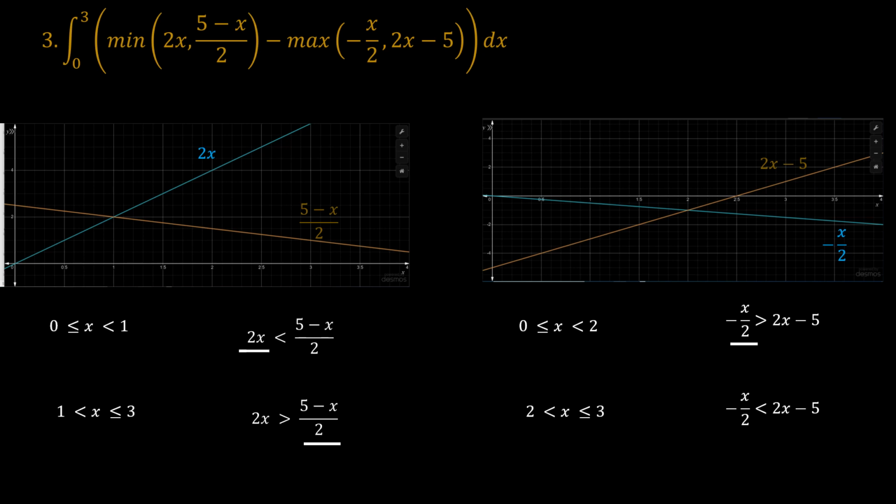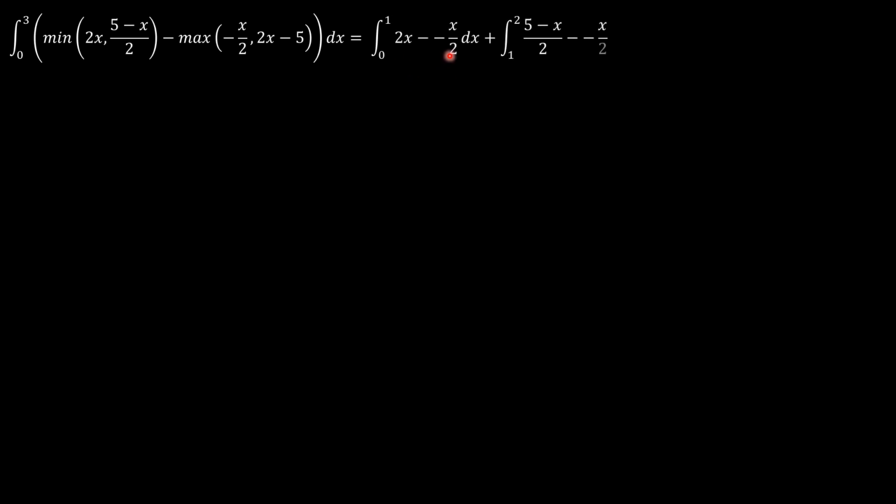However, there are obviously more than two combinations. So we'll have three intervals. We'll have 0 to 1. Look at the combination of minimum and maximum on both sides. And then we'll have 1 to 2, and then from 2 to 3. And so essentially your integral now becomes the integral, first of all, from 0 to 1 of 2x, which is the minimum, minus negative x over 2, which is the maximum in that interval.